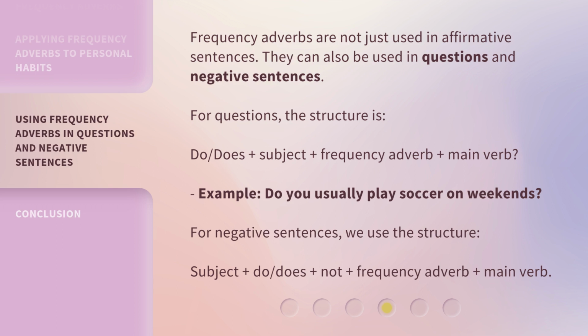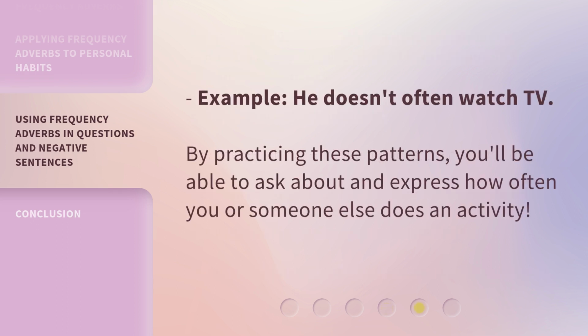For negative sentences, we use the structure subject plus do, does plus not plus frequency adverb plus main verb. Example: he doesn't often watch TV. By practicing these patterns, you'll be able to ask about and express how often you or someone else does an activity.